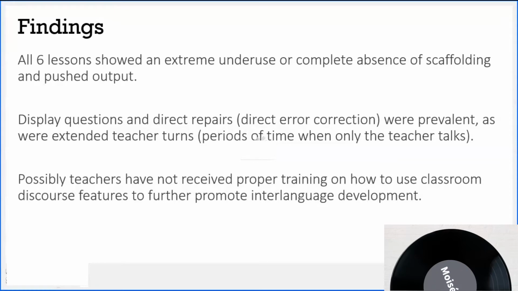So the 6 teams of students found that all their 6 lessons showed an extreme underuse or a complete absence of the scaffolding and pushed output. Other features were prevalent, such as extended teacher turns, that is, the teachers talked a lot most of the time. Display questions, that is, questions that the teachers already knew the answer for, and direct repairs, that is, direct error correction. What this suggests is that possibly teachers have not received proper training on how to use classroom discourse features to promote interlanguage development, and this might be due to the fact that such type of training has not been available at UQRoo so far.